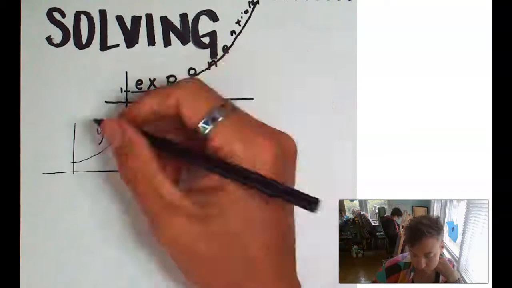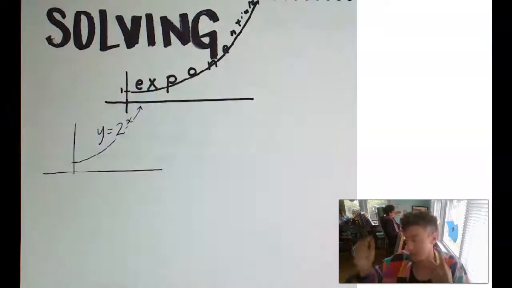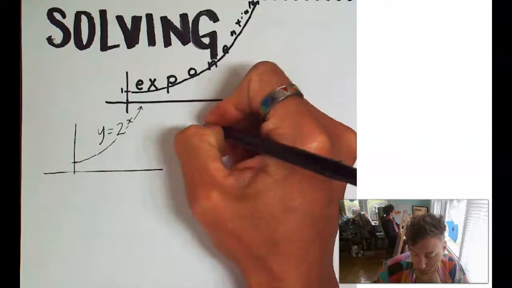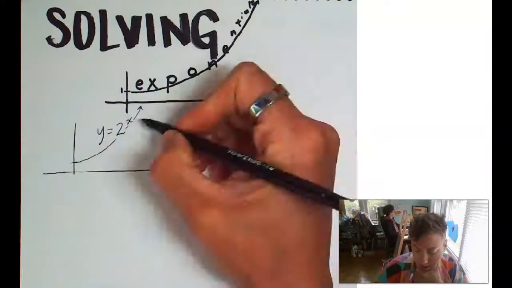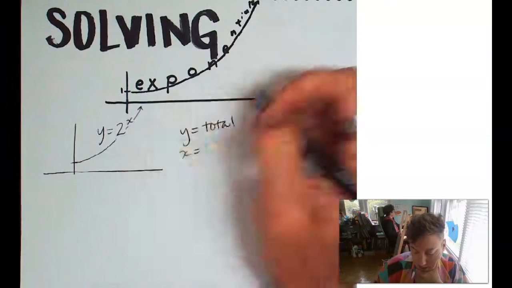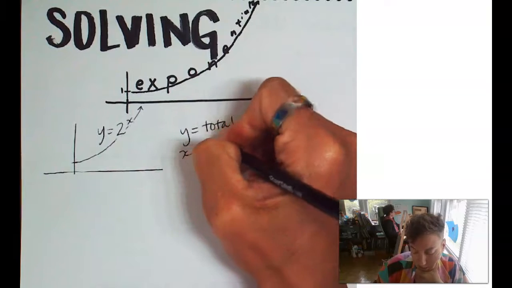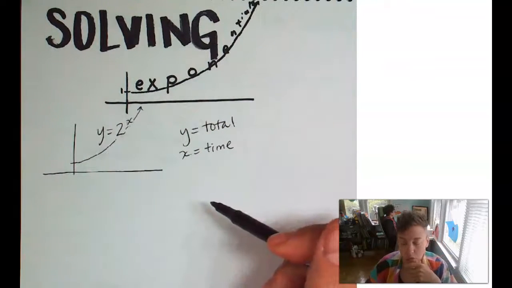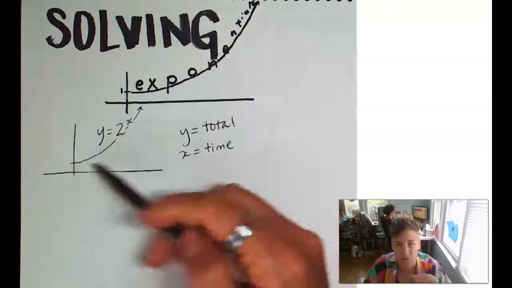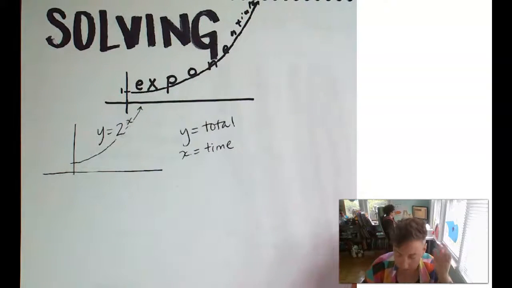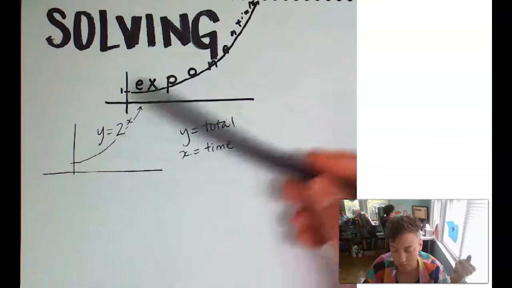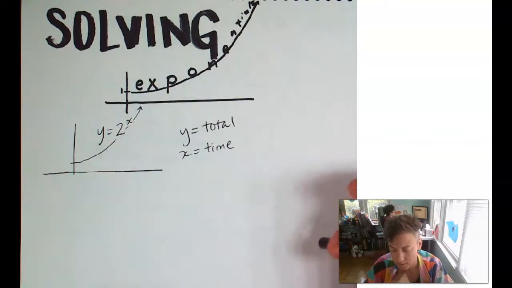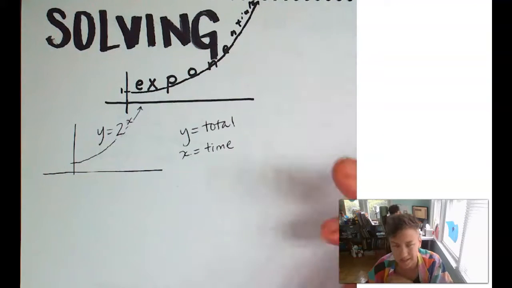Cool, so usually this y value, gesundheit, is some total, and that x is often time. So we're searching for at what time do we get some total of a thing that grows exponentially. So that's what we're going to be using this for in a context. All right, cool. Let's get to it.